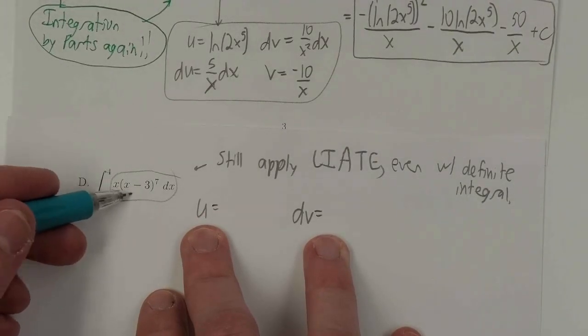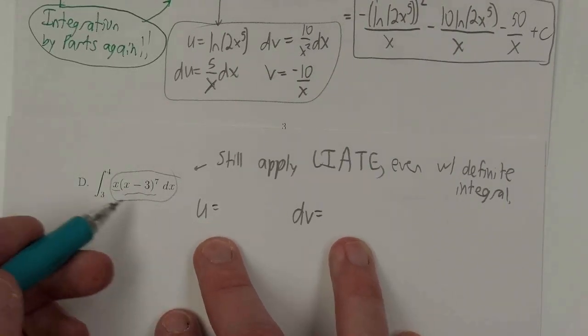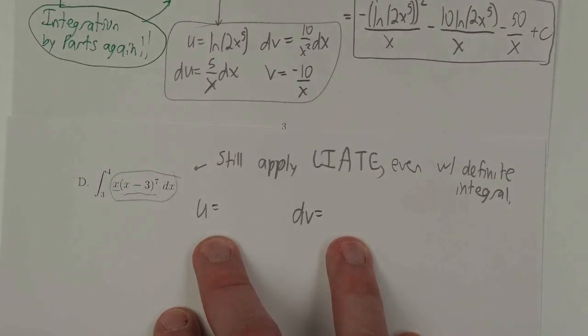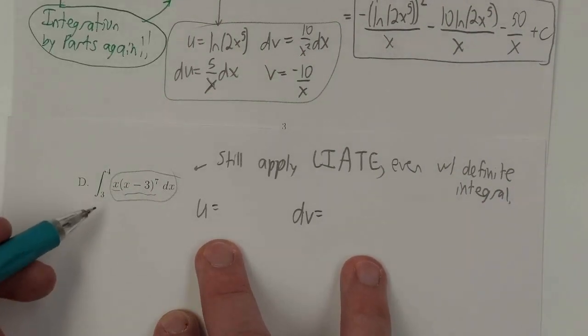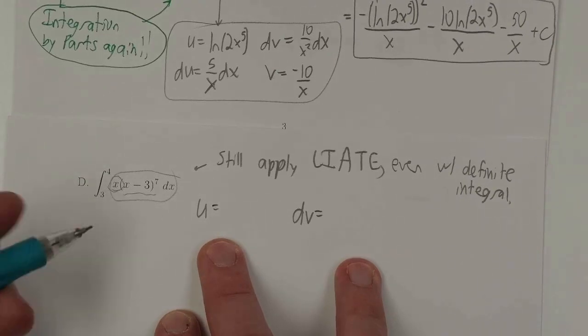We notice both of these are polynomial expressions, but which of these would you want to let u be to make things a bit easier on us? Would you want to let u equal x, or u equal x minus 3 to the 7th? We could do that, but for the sake of our purposes here, let's make things easier and just work with u equals x.